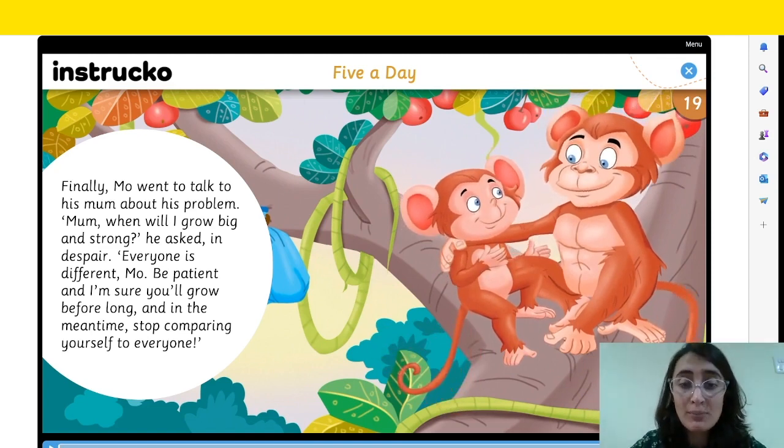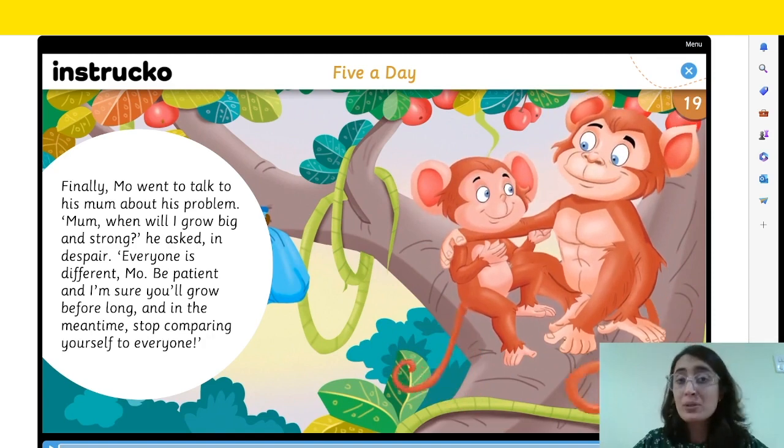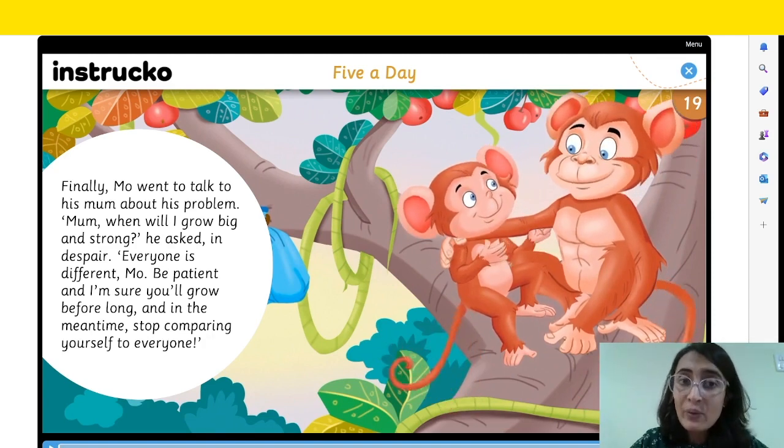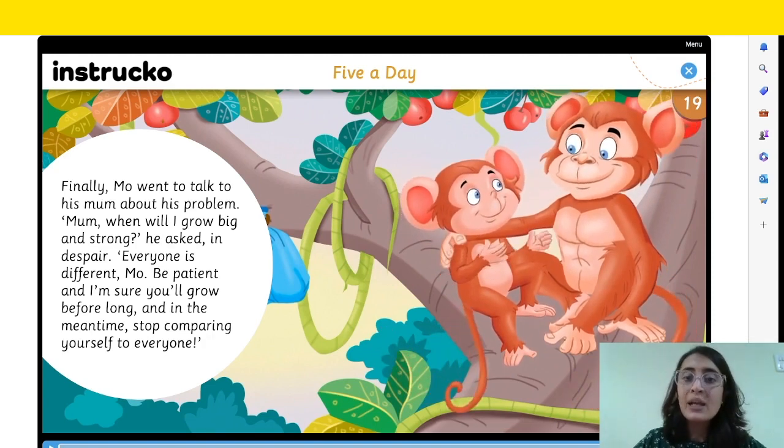See, Mo's mother told him such a good thing. Mo's mother told him that everyone is different and he will grow big and strong, but till that time, Mo has to stop comparing himself with others because everyone is different. Just because one person is strong and tall doesn't mean that Mo has to compare himself to him, right? Mo has to wait patiently, and with time, Mo will also grow tall and strong. But by that time, he should not compare himself to anyone, okay?